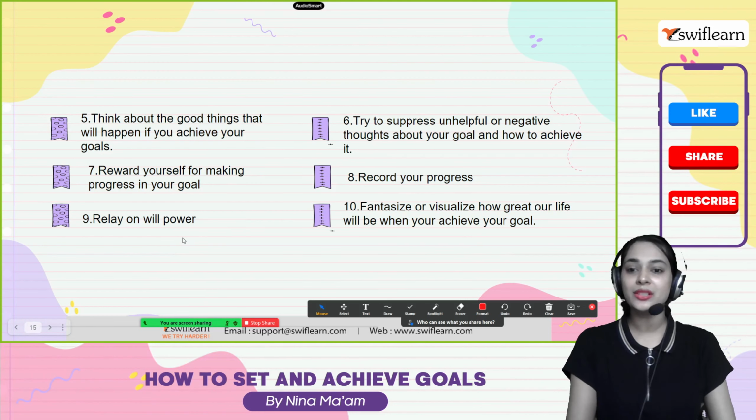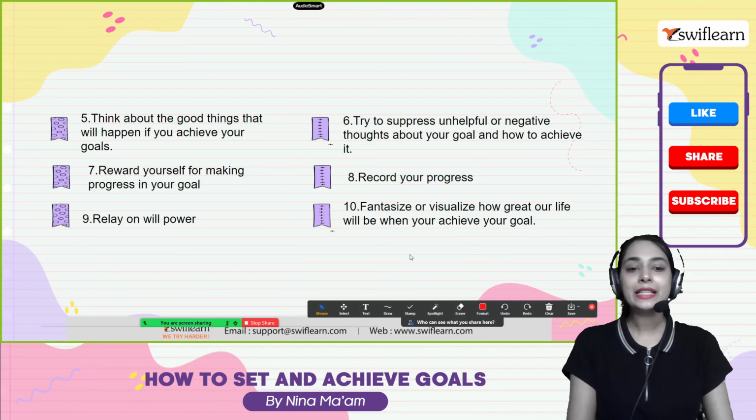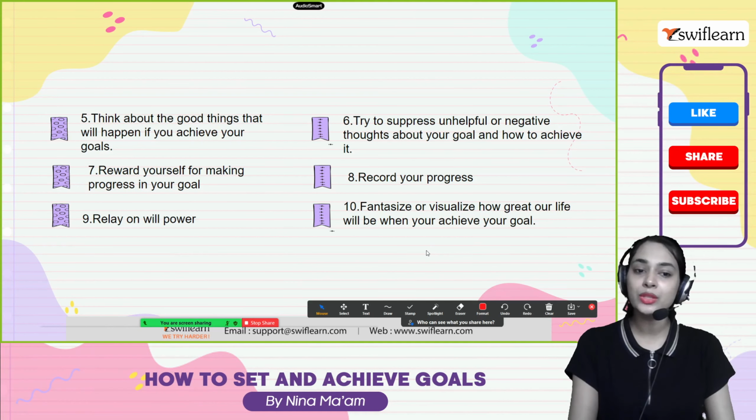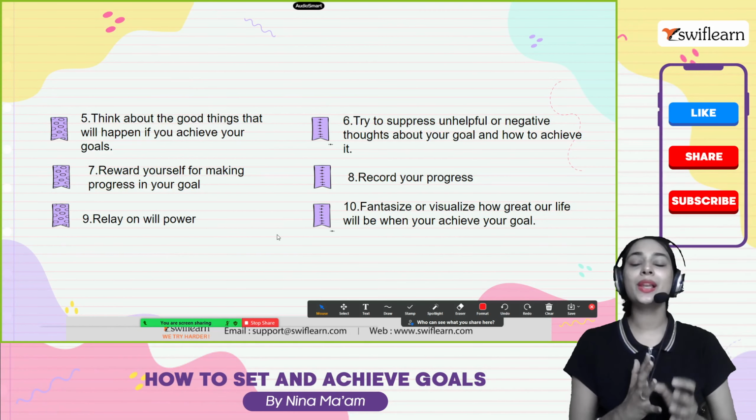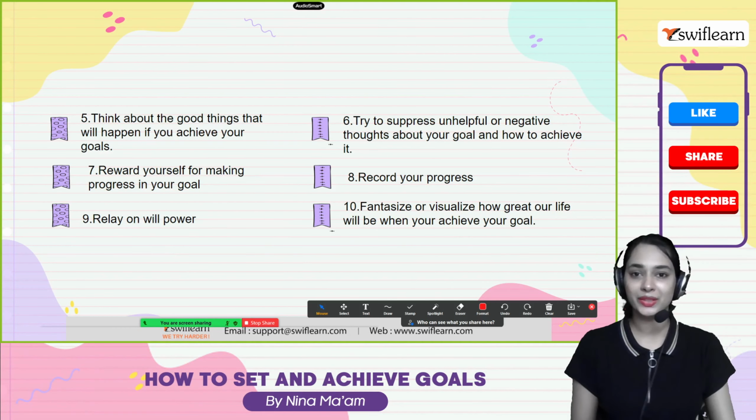And the ninth one, rely on willpower. You got this. And the tenth one, fantasize or visualize how great our life will be when your goals are achieved. So you have to think and visualize about the future when you attain this goal.